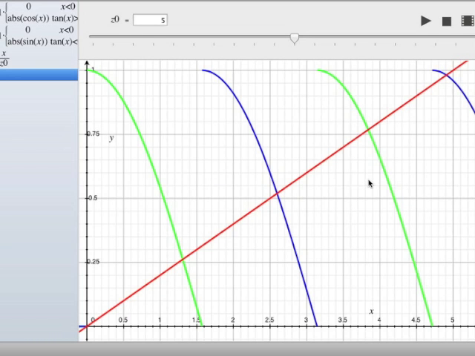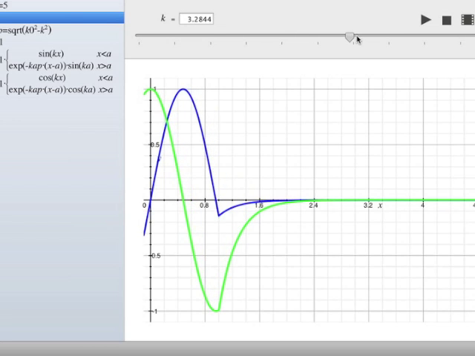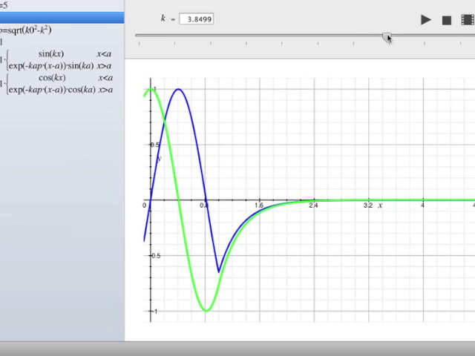Now, where's the next one? It looks like it's going to be about 3.85 or 3.9, I guess 3.80 something. That's kind of hard to see. Let's go ahead and dial this up to 3.80 something, and notice that that's right about where the kink disappears in the cosine solution, in the symmetric solution.